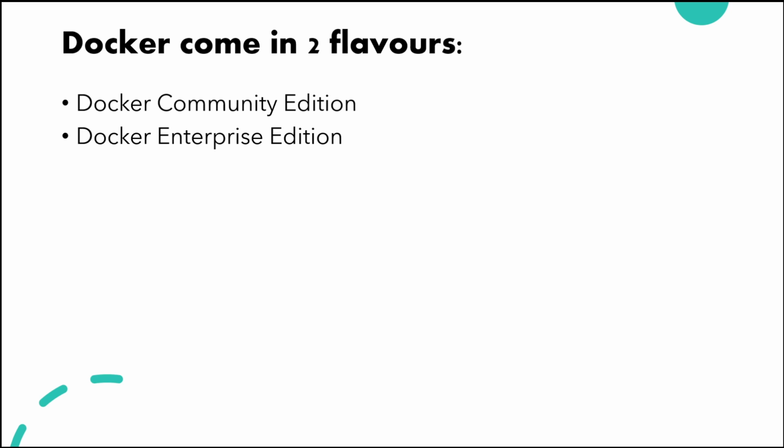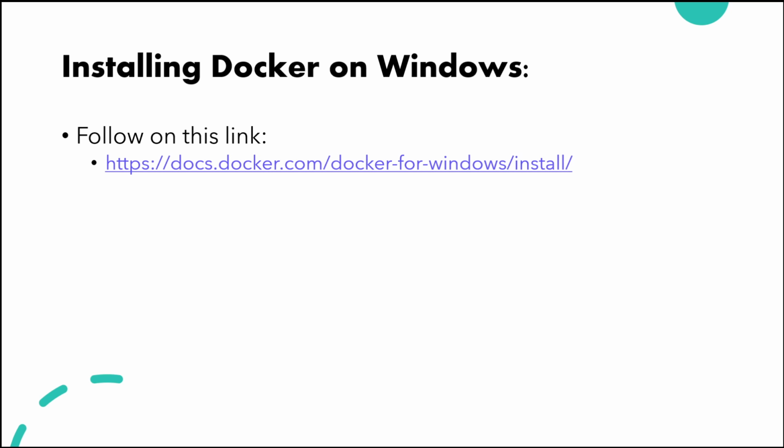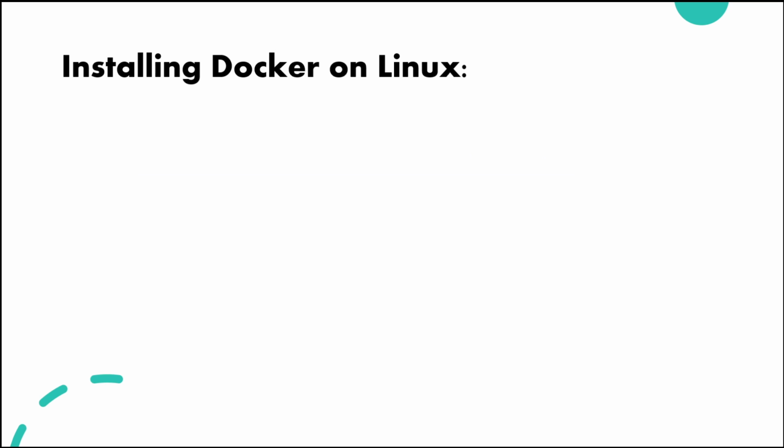For installing Docker Community Edition on Windows, you need to click on this link. I will be putting this link in my description section. On that link, it has a step-by-step explanation. Make sure the Windows you are using is 64-bit and a Professional or Enterprise version, or it should be an Education version. It should be that version or above.